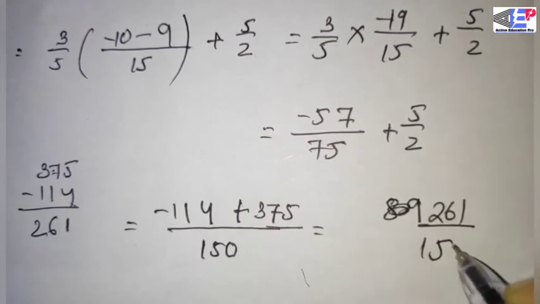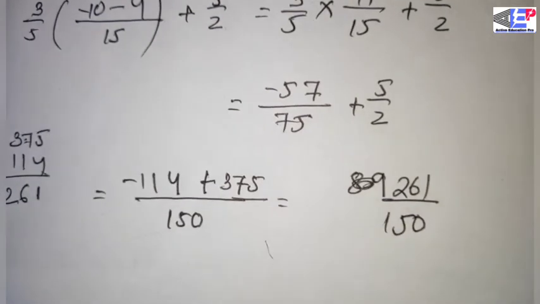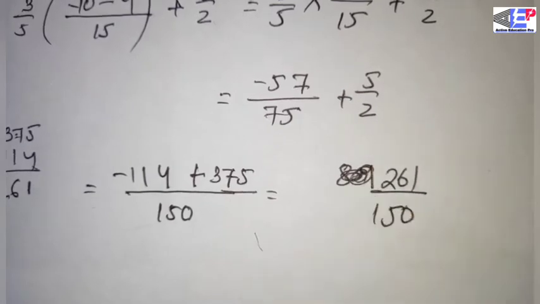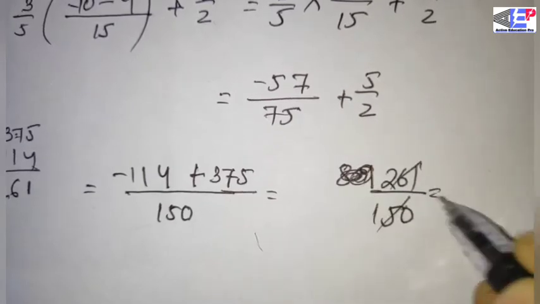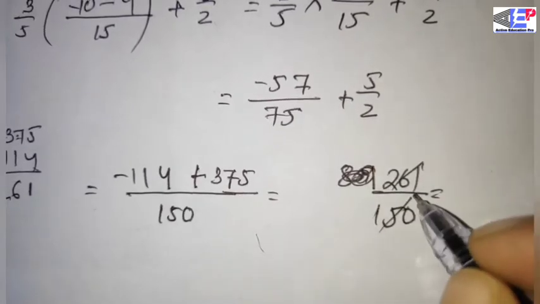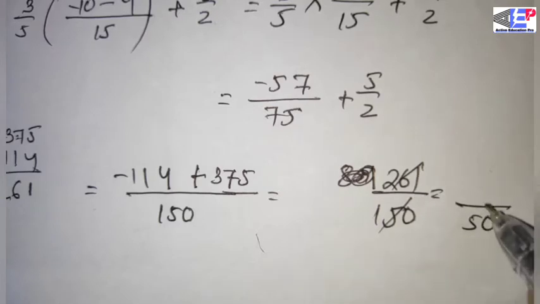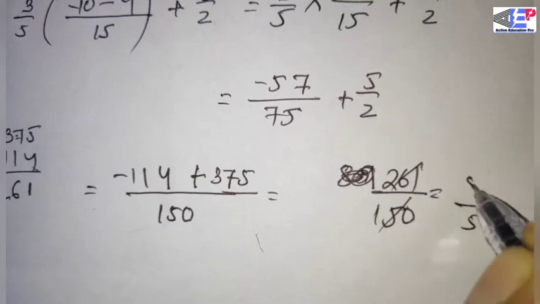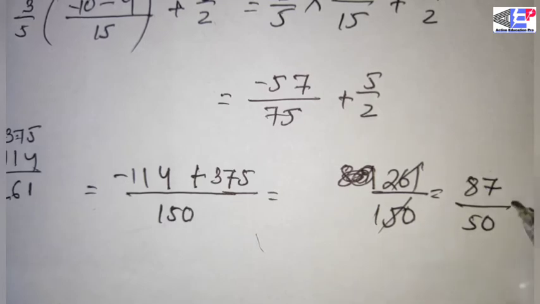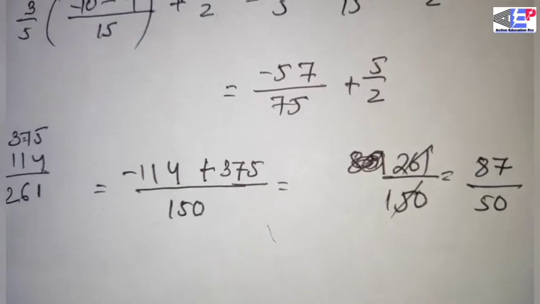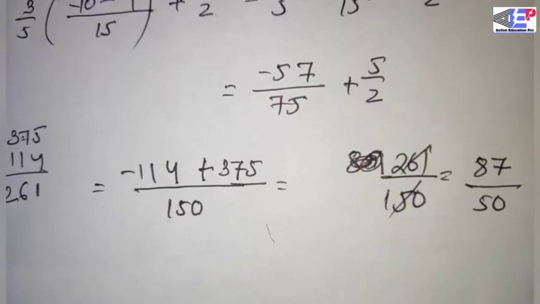261 by 150. These are divisible by 3. Divide 261 by 3 and 150 by 3. It is 50 and 87. Okay, 87 by 50 is your answer of question number 1. Fast read. Next question.